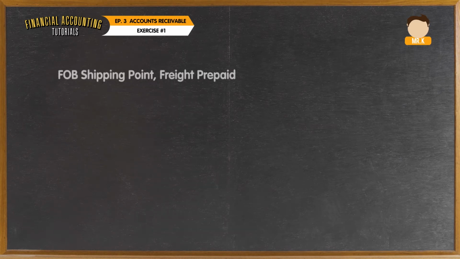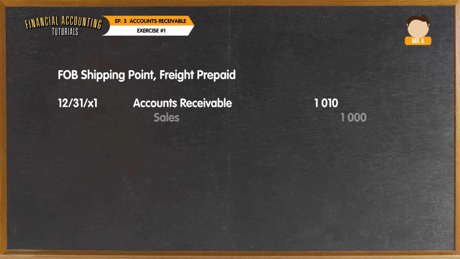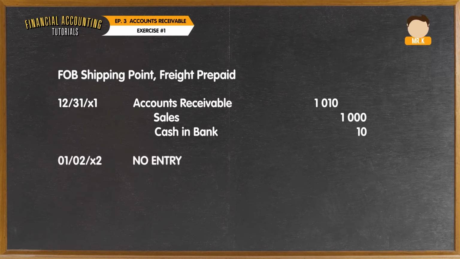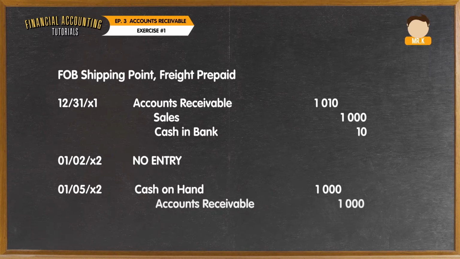For FOB shipping point freight prepaid, on December 31, 2011, there would be a debit to accounts receivable in the amount of 1,010 pesos, credit to sales in the amount of 1,000 pesos, and a credit to cash in bank in the amount of 10 pesos. This entry is to record sale on account and freight paid on behalf of the buyer. On January 2, 2012, there would be no entry. Now on January 5, 2012, there would be a debit to cash on hand 1,010 pesos and a credit to accounts receivable 1,010 pesos. This is to record the collection of accounts receivable inclusive of reimbursement for the freight paid.